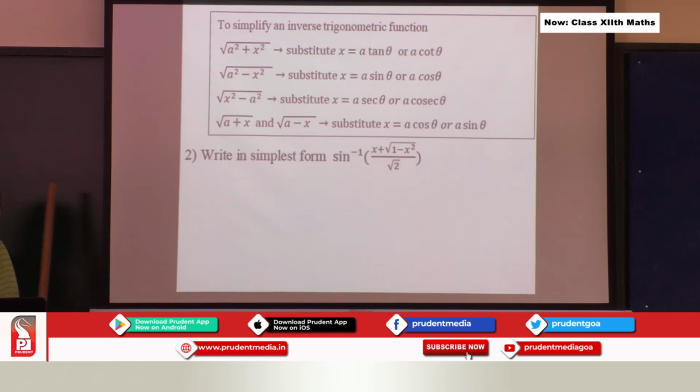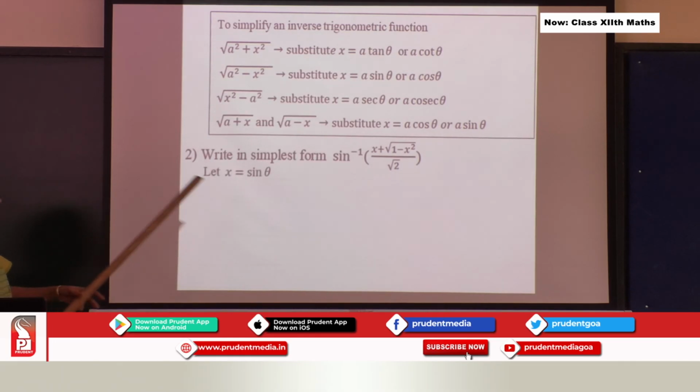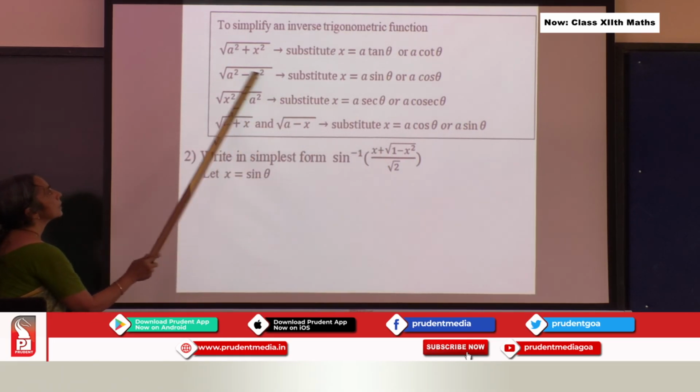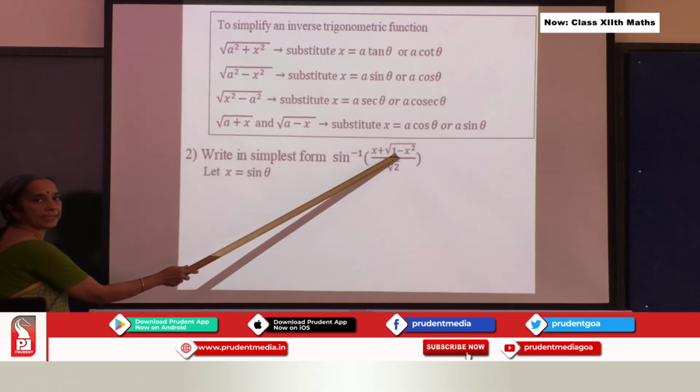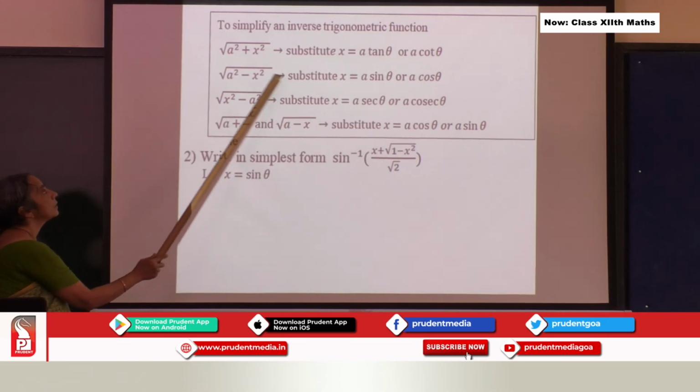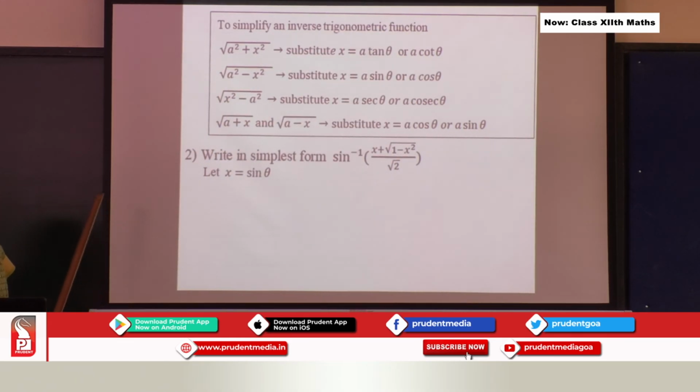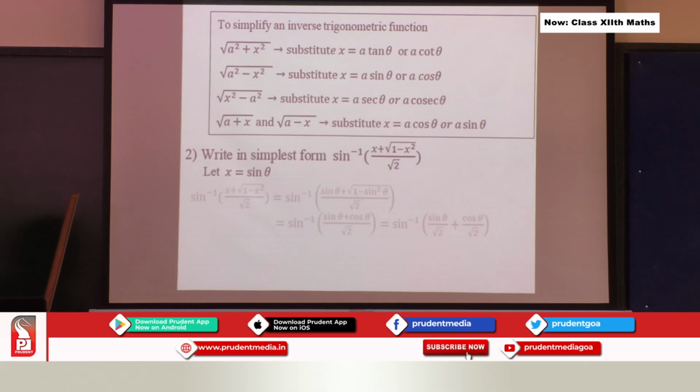Write in simplest form. I have done another two sums. Simplest form, here you have root of 1 minus x square. So, it is like a square minus x square. Instead of a, we have 1. So, 1 square. So, we are substituting x is equal to sin theta.